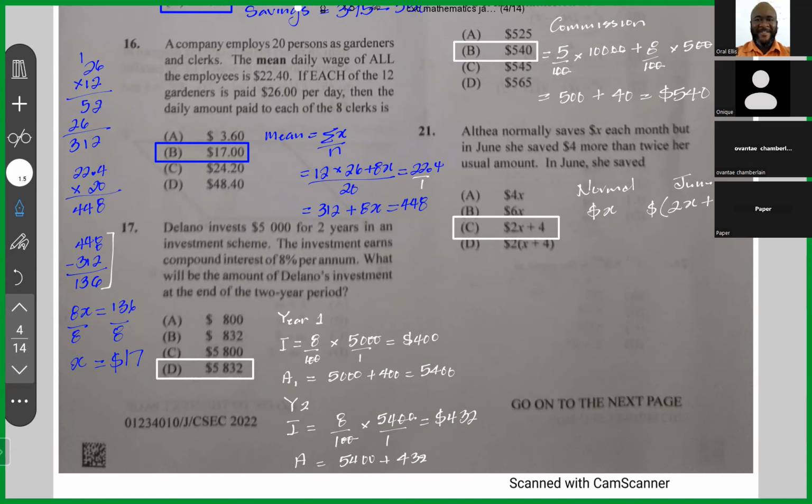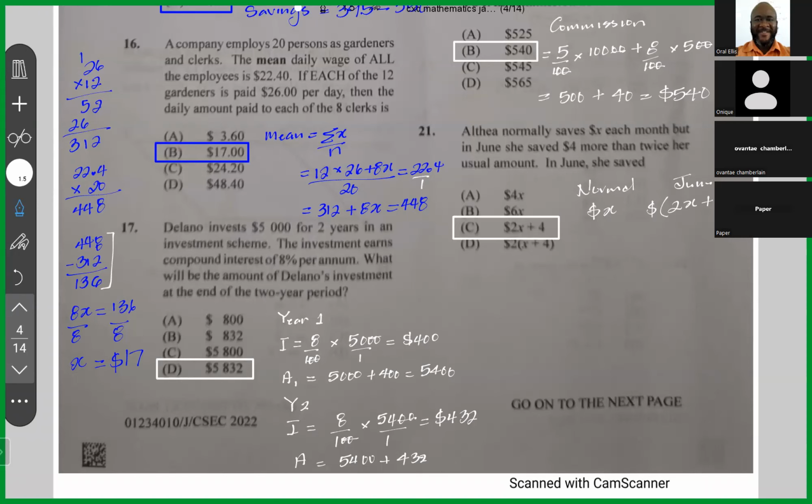So in a sense, what we want to find out is how much is owed to Delano after the end of what? Of 2 years. This is one of the questions I think one of my prominent students got wrong as well. Now, with this, you have to basically do the thing over 2 years.